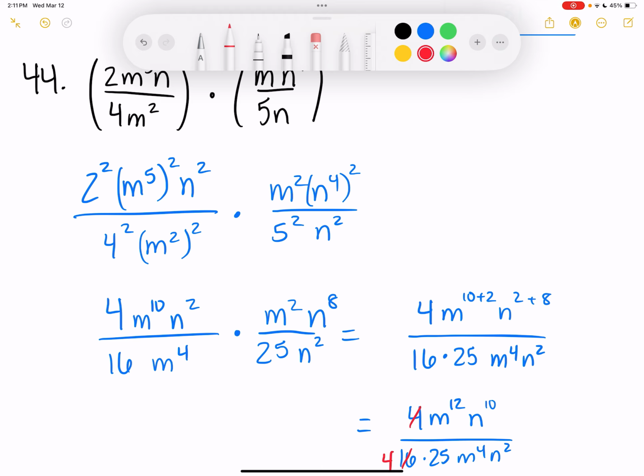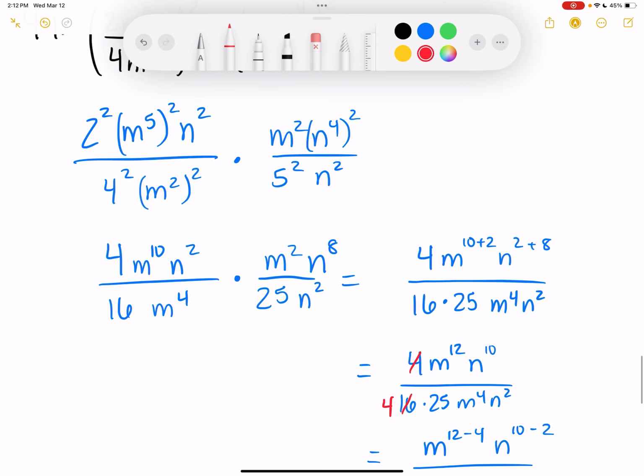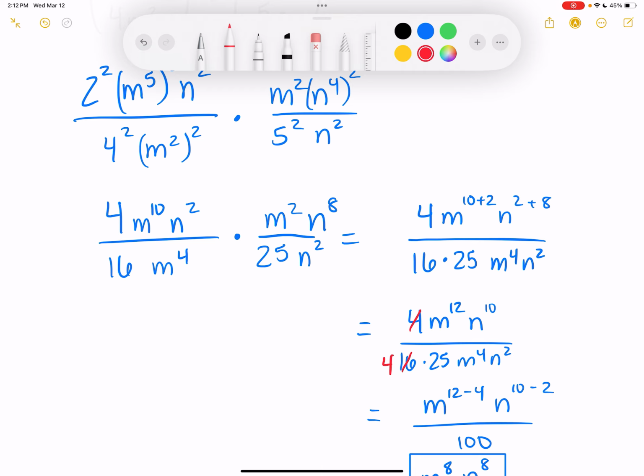At this point, I combined the top stuff and then I combined the bottom. You could have instead reduced here and done m to the 10 minus 4 and reduced this 4 and this 16, or you could have done n to the 8 minus 2. That's just not what I chose to do. I did everything across the top and everything across the bottom to give me 4 m to the 10 plus 2, n to the 2 plus 8, over 16 times 25 m to the 4 n squared. I could have reduced at any point with that 4 and that 16. I left the 4 and the 16 initially, but then I went back and reduced it. That gave me 4 times 25.